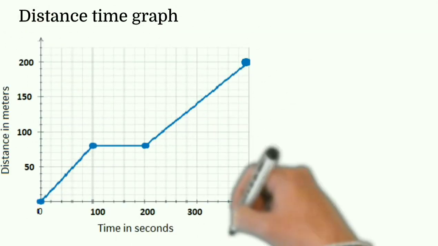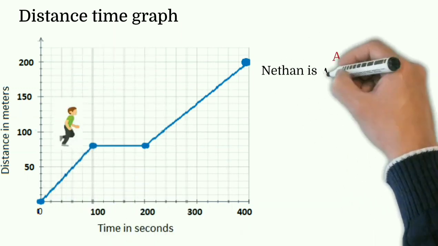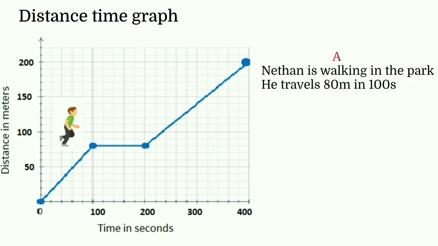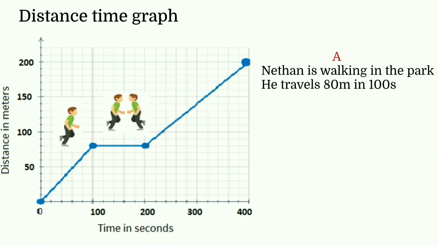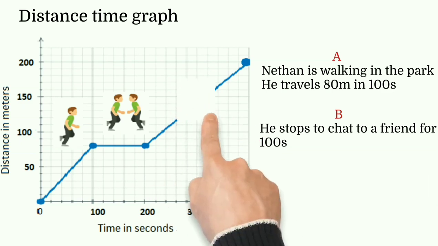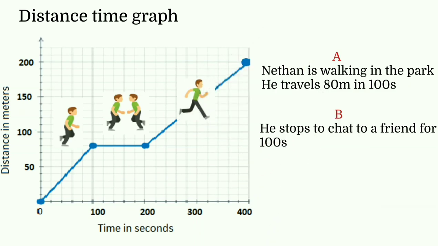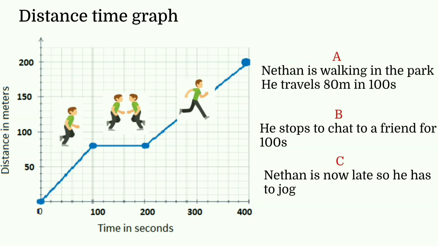Now let's learn about distance time graphs by analyzing three scenarios. The first scenario, which is scenario A: Nathan is walking in the park. He travels 80 meters in 100 seconds. In scenario B, he stops to chat to a friend for 100 seconds. In scenario C, Nathan is now late, so he has to jog.